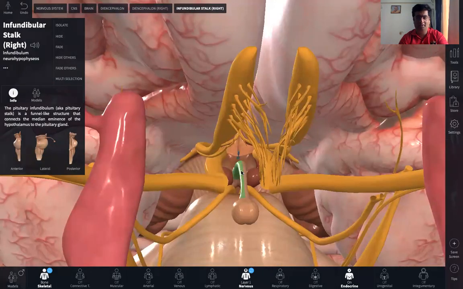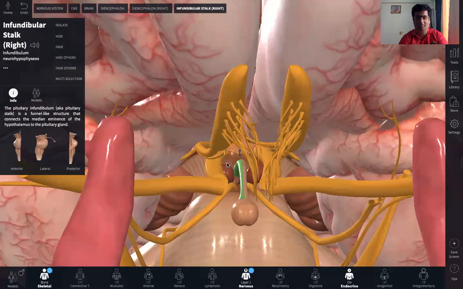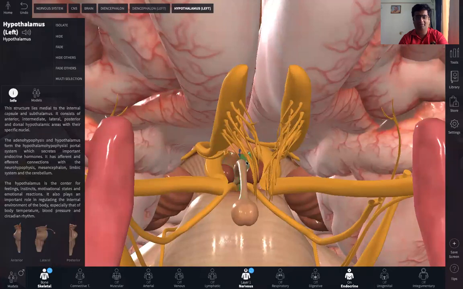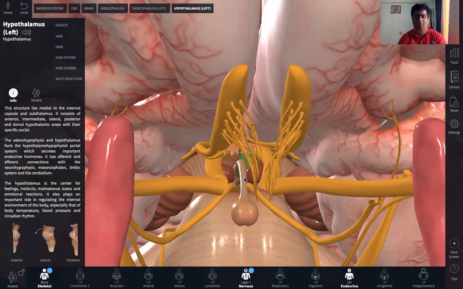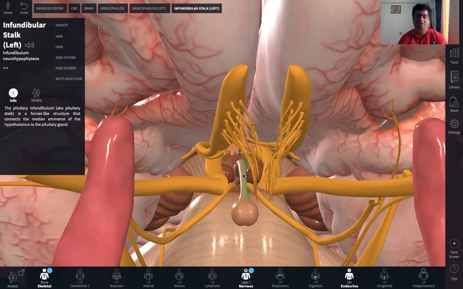So if I just zoom in, you can have a slight view of the hypothalamus. This is the right side of the hypothalamus, and here is some side of the hypothalamus. So the pituitary gland is located at the base of the midbrain below the hypothalamus. It hangs from the base of the midbrain by this infundibulum, a stalk that suspends the pituitary from the hypothalamus. So the pituitary gland is divided into two lobes.